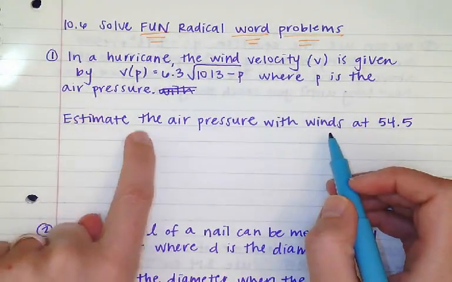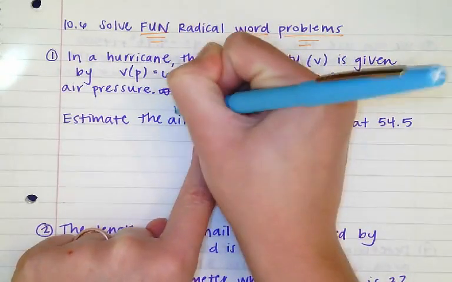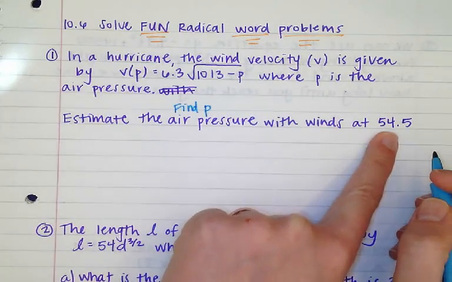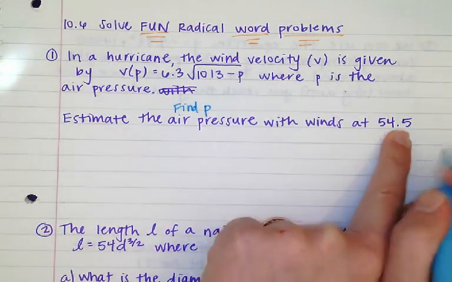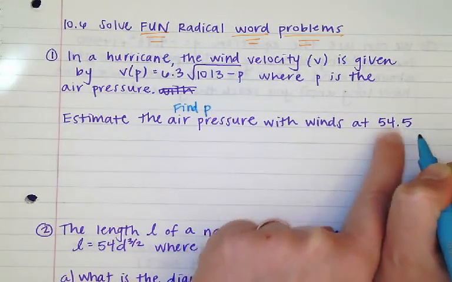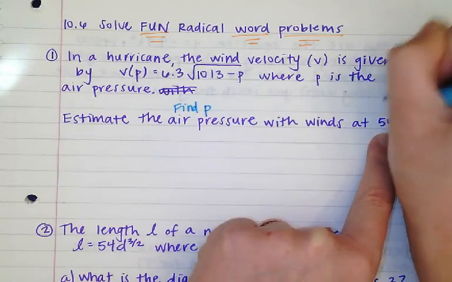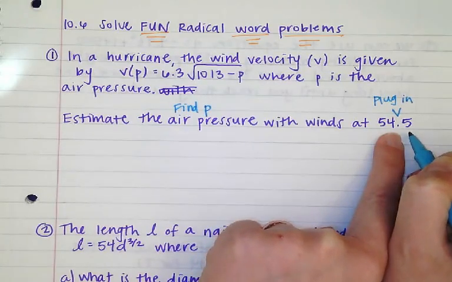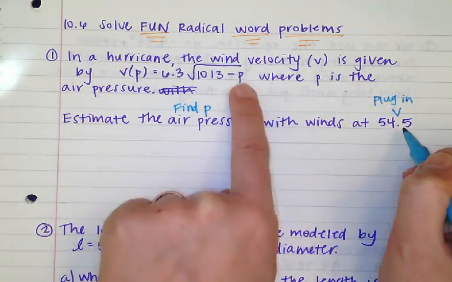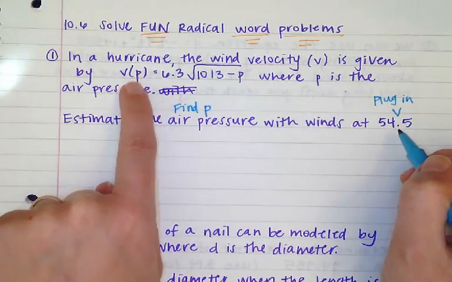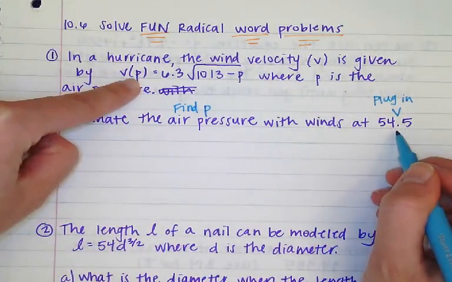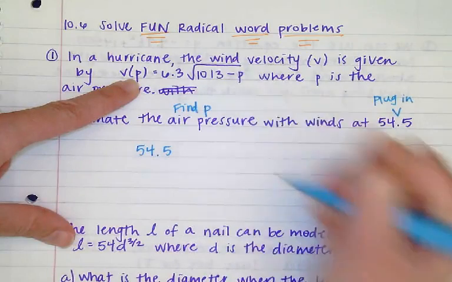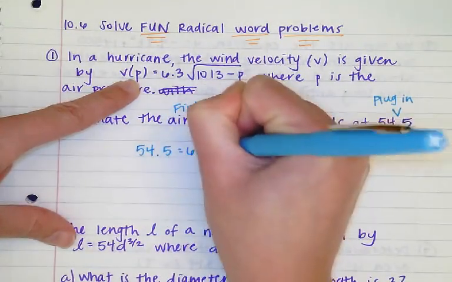So this says estimate the air pressure. We want to find P with the wind at 54.5, and I'm assuming that's miles per hour, but it didn't say. So it's giving me the speed of the wind, the velocity. So let's go plug that in for V. In my equation, here's my air pressure. V of P is my velocity. It's my dependent variable. And so I'm going to go ahead and put 54.5 there instead. The rest of the equation stays the same.